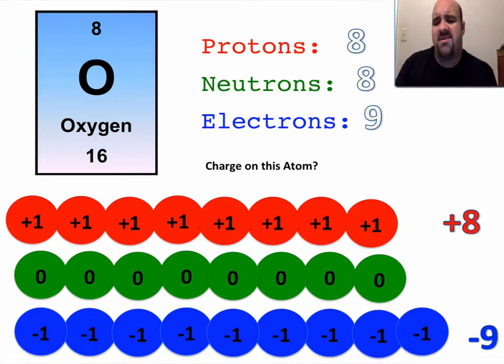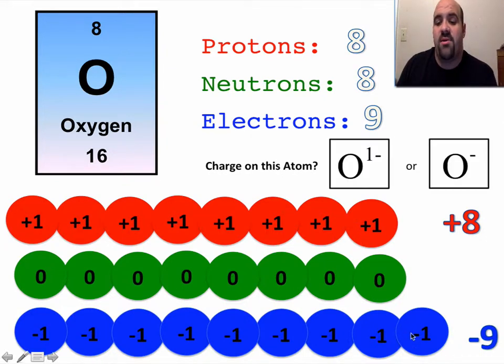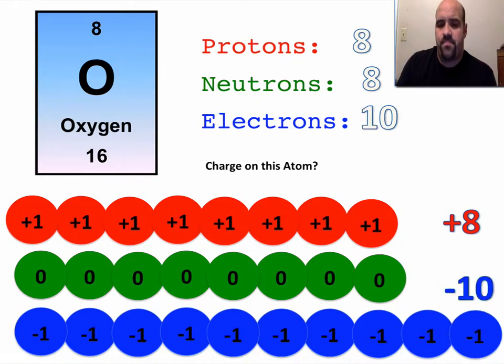What would happen if oxygen gained an electron? What would the net charge on this atom be? Well, right now we have one more negative particle than positive particle. So oxygen is going to have a -1 charge, or as we write in chemistry, a 1- charge. We kind of write it backwards in chemistry, just something you got to get used to. Instead of saying -1, we call it 1- when we're doing charges on atoms.